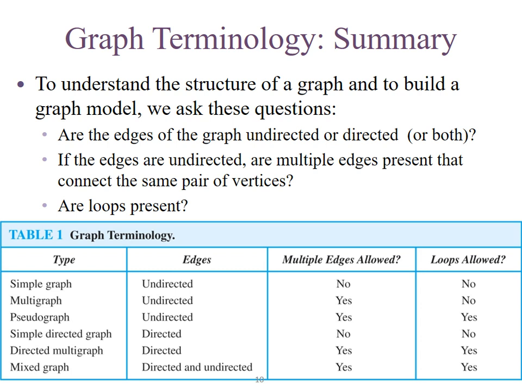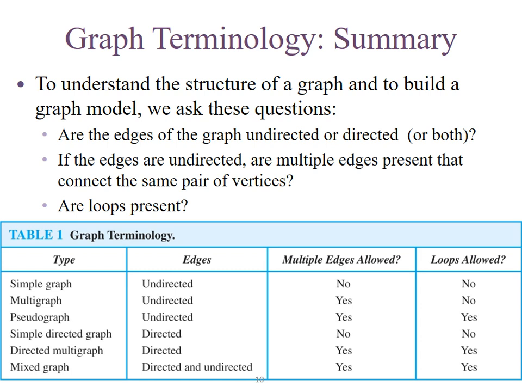We have simple graph, if the edges are undirected, then we have no multiple edges, no loops. For multigraph, we have multiple edges but no loops. For pseudograph, yes, we can have both. And then we have simple directed graph. So the edge is directed, and then we have no multiple edges, and we have no loops. We have multiple edges and loops.